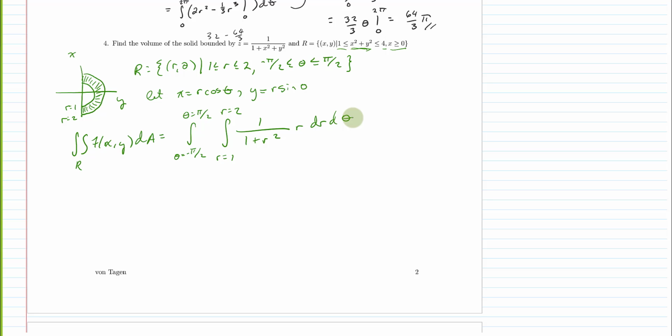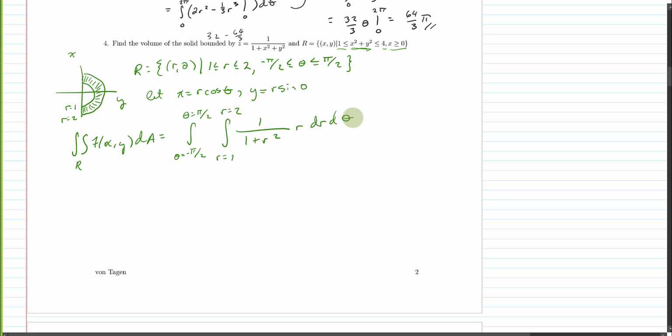Could you just as easily, instead of putting theta equals negative pi over 2, could you do, I think it's, can you do 3 pi over 2?